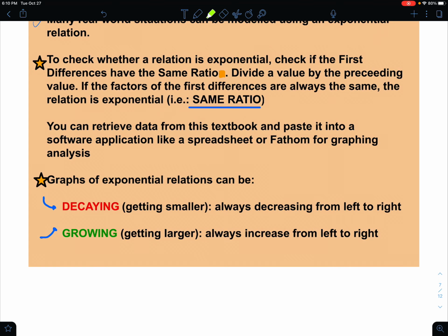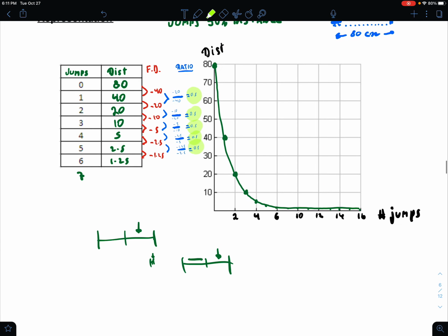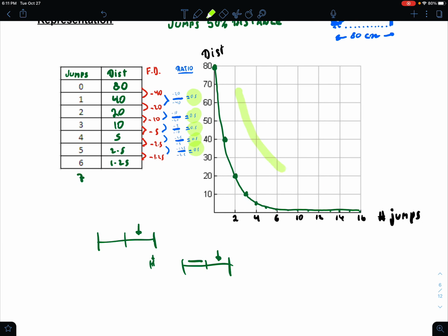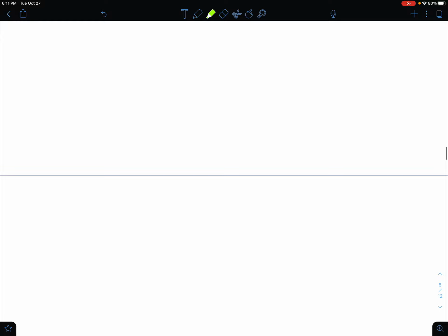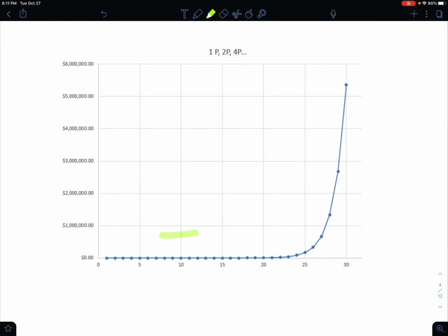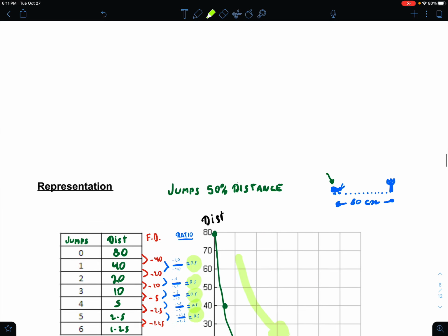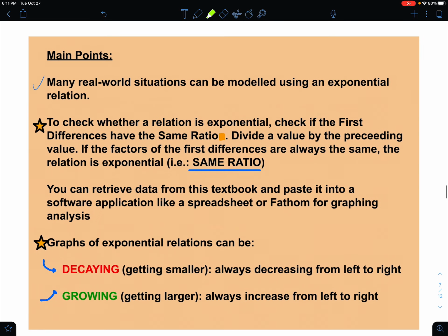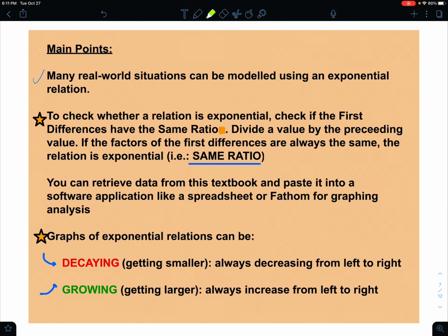Or exponential growth, the ones that are growing, are always increasing from left to right. So if we look at our graph, this one's clearly decreasing, so therefore this is exponential decay. And the one that we did for the penny is clearly always going up, so this is exponential growth. So here are the 4 points for this lesson. Please take this down.